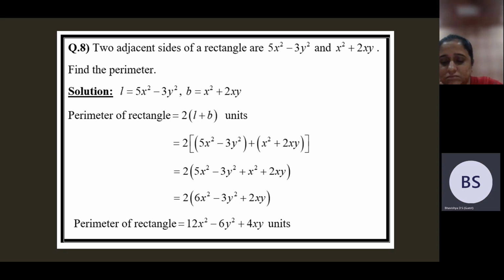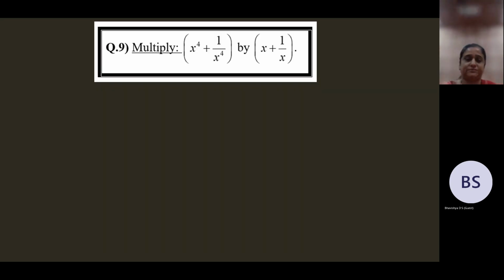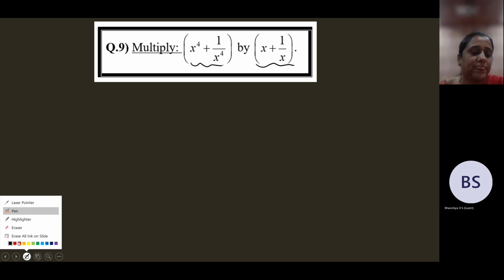No doubts, mom. Okay. Multiply. We need to multiply these two expressions. So the first bracket has two terms. The second bracket also has two terms. So how do we multiply this?